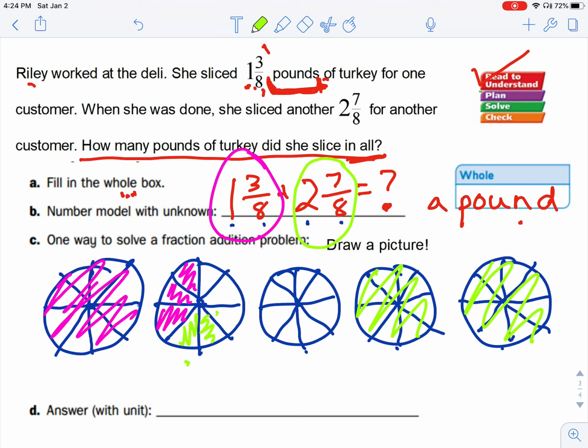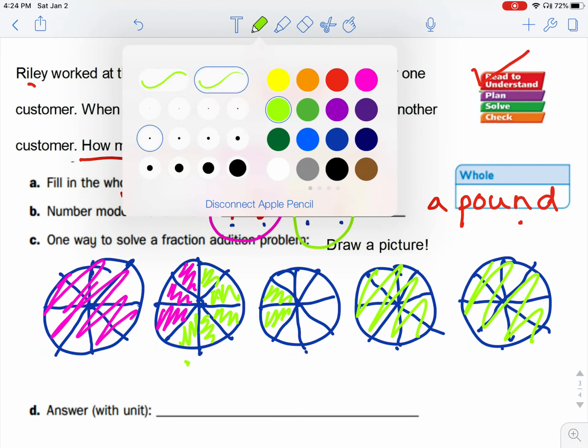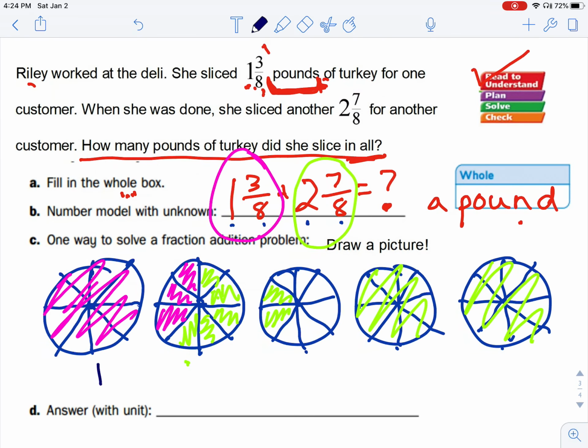1, 2, 3, 4, 5, 6, 7. And now you can see that I had how many holes shaded? 1, 2, 3, 4 entire holes. So 4 holes. And then of our last pound, only 2/8 are shaded. So 4 and 2/8.